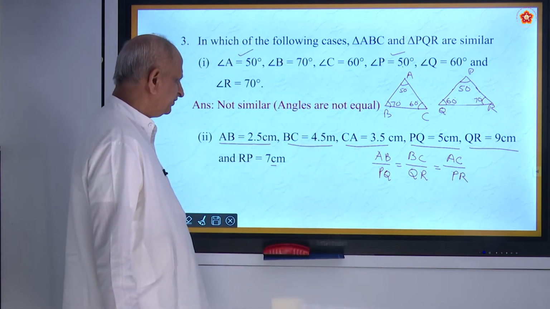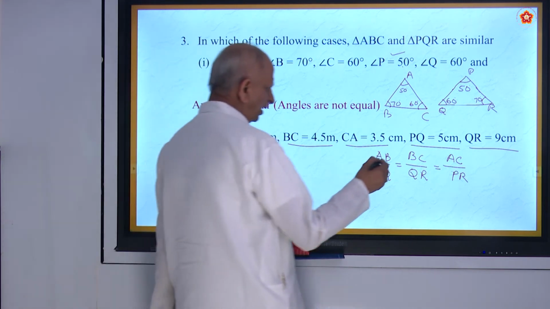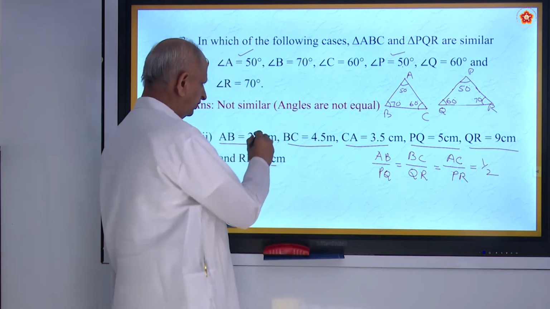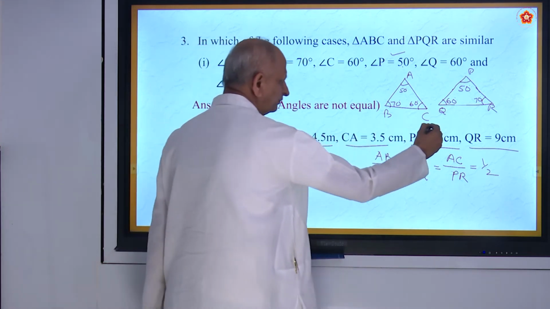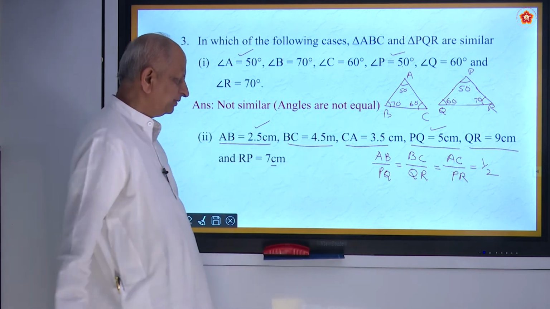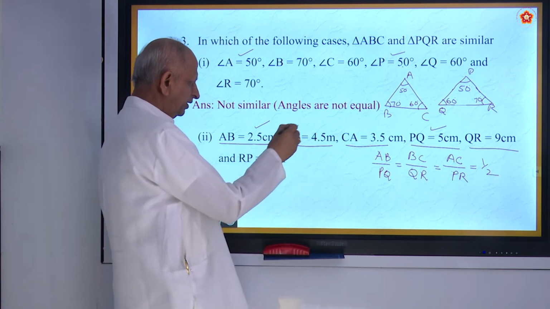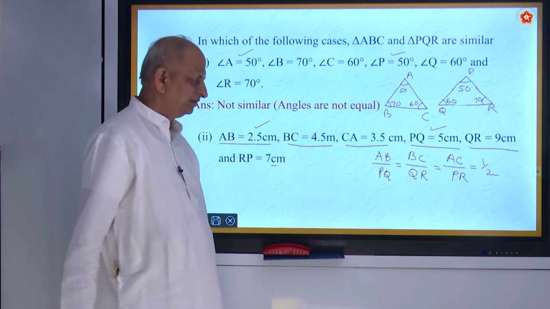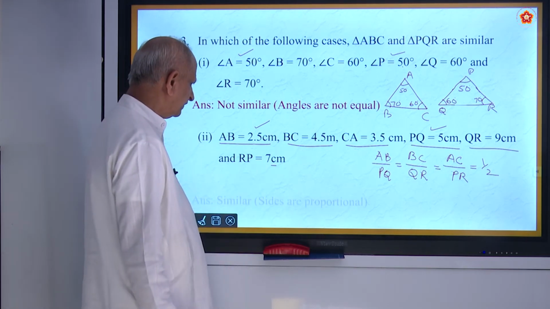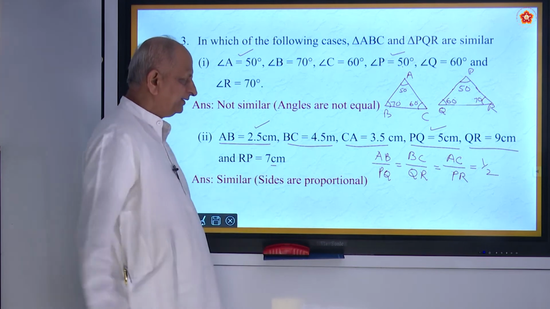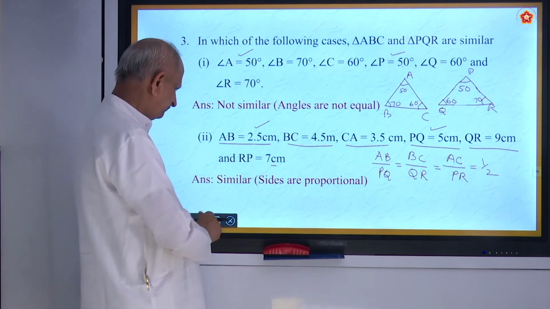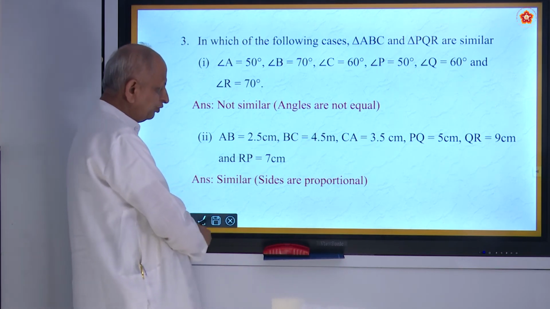As the ratio of sides are equal and all of them come to 1 by 2. See, 2.5 by 5 becomes 1 by 2. 4.5 by 9, again 1 by 2. And 3.5 by 7, it comes to 1 by 2. All of them are proportional, and therefore we can say the two triangles are similar. Got it? Very nice. So that is the end of this homework.